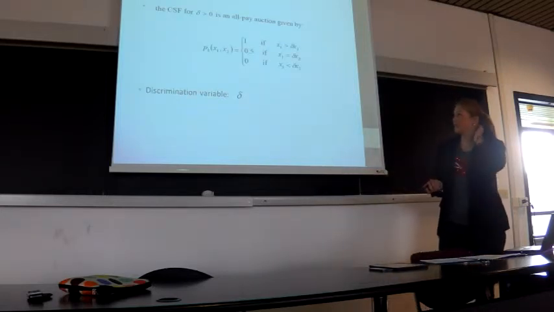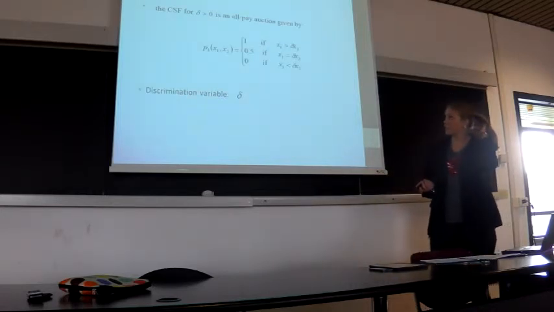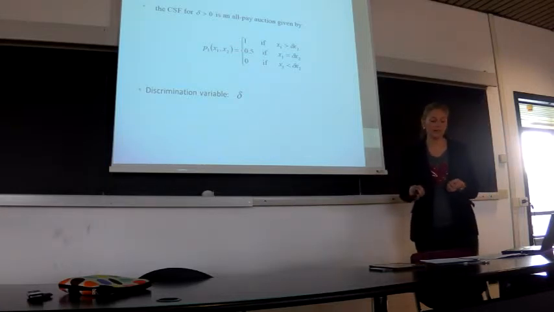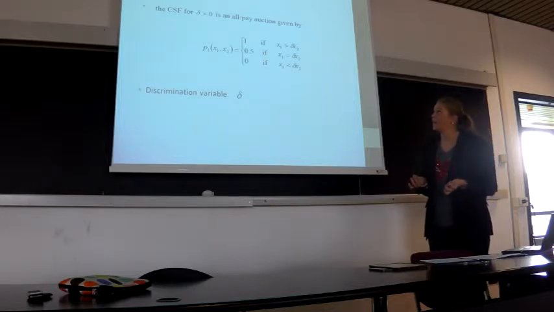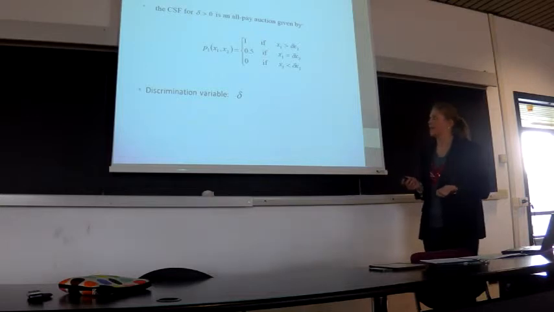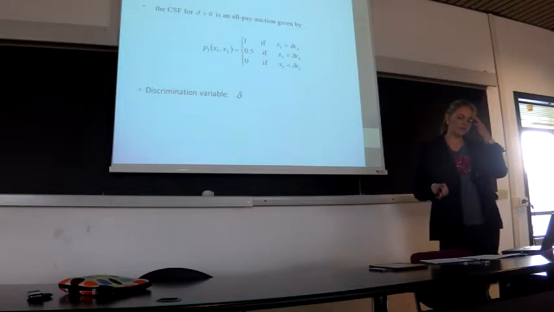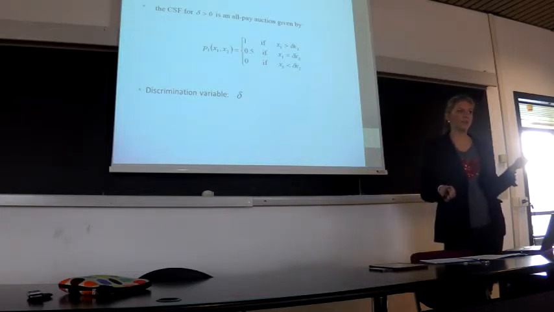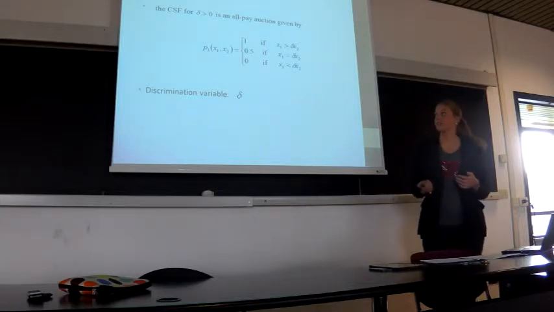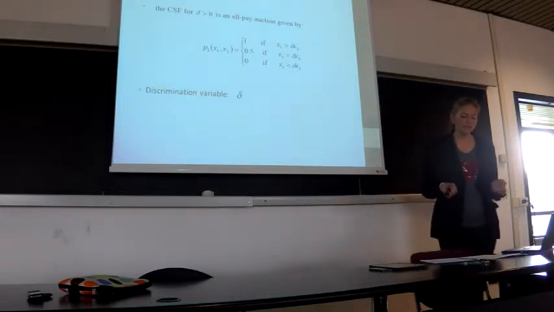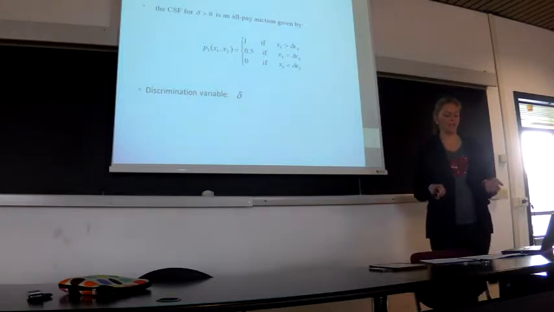So we will come to one of the two contest success functions. Sigma is here our discrimination variable, and if this is bigger than 0, this is actually what our all-pay function looks like. So what we can assume out of that is that a reduction in sigma increases the bias in favor of the more motivated contestants.